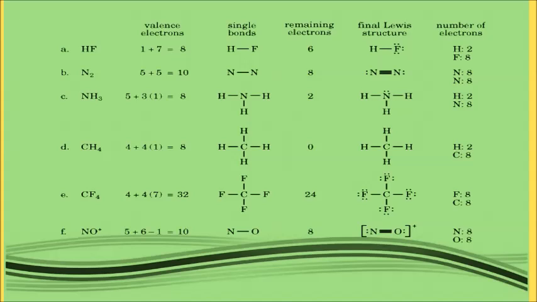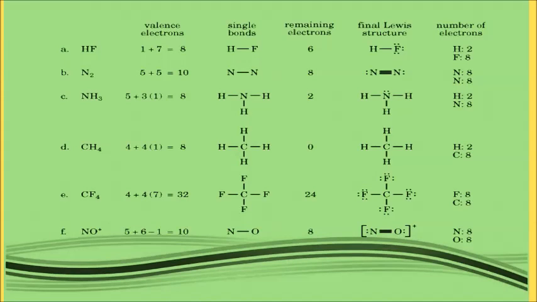Then when you check whether the octet is complete or not, it is not at all matching, because one nitrogen will be having 8 electrons and the other will be having only 4 electrons. So it's not the correct Lewis structure. So this is the correct form.